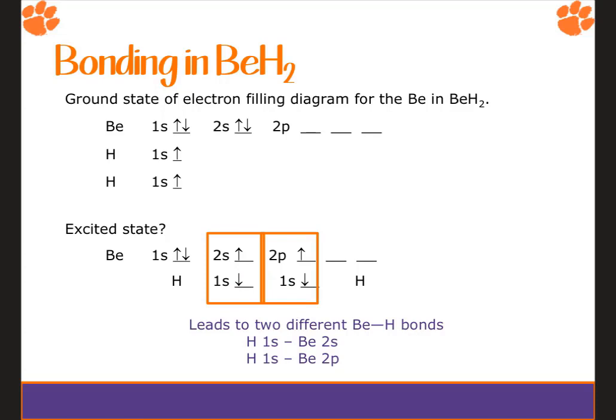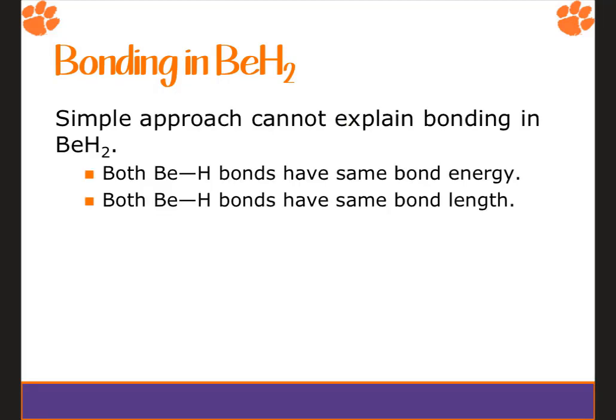Looking at it this way, we've got beryllium hydride, BeH2. So it must have one bond between the hydrogen 1s electron and the beryllium 2s electron. And then another bond, again with the other hydrogen with its 1s electron, but with a 2p electron. So we've got two different bonds that are going to look a little different, maybe.